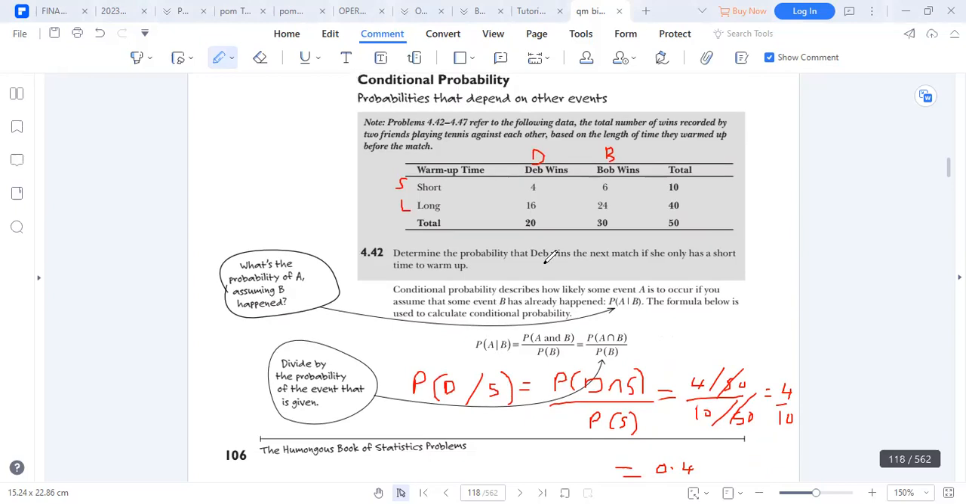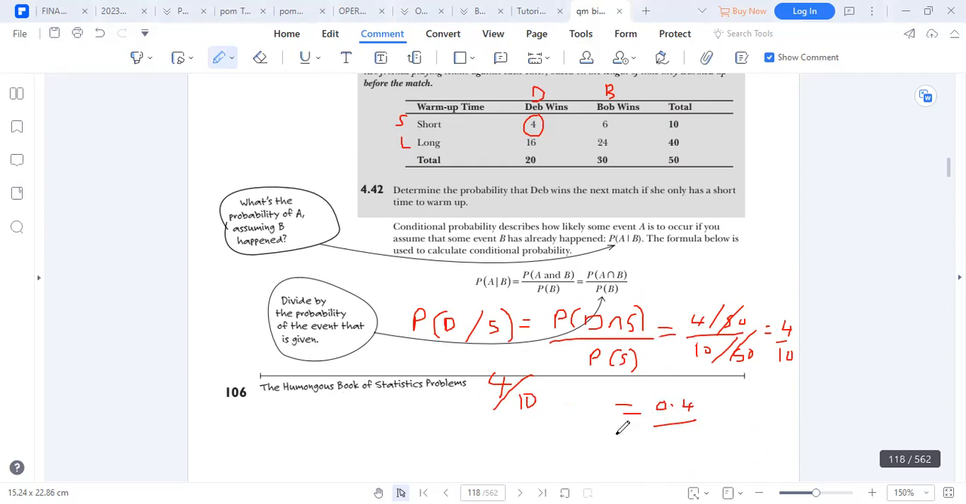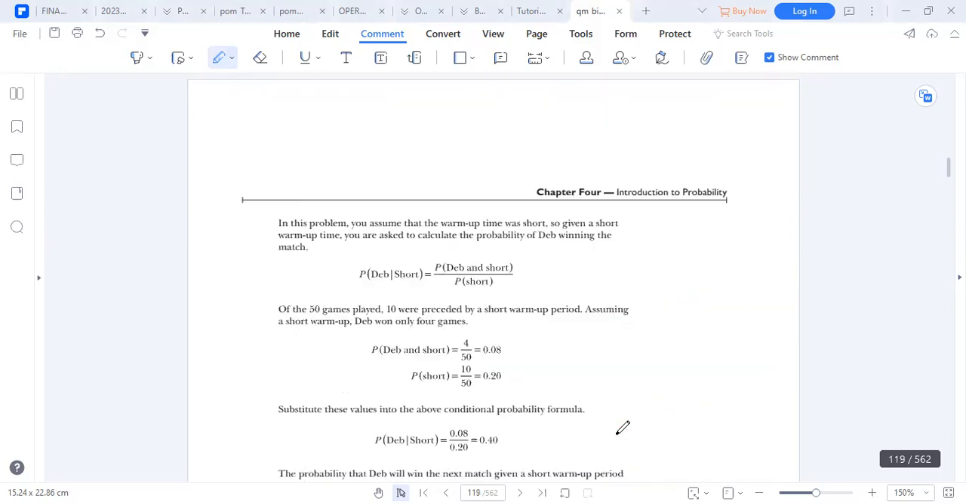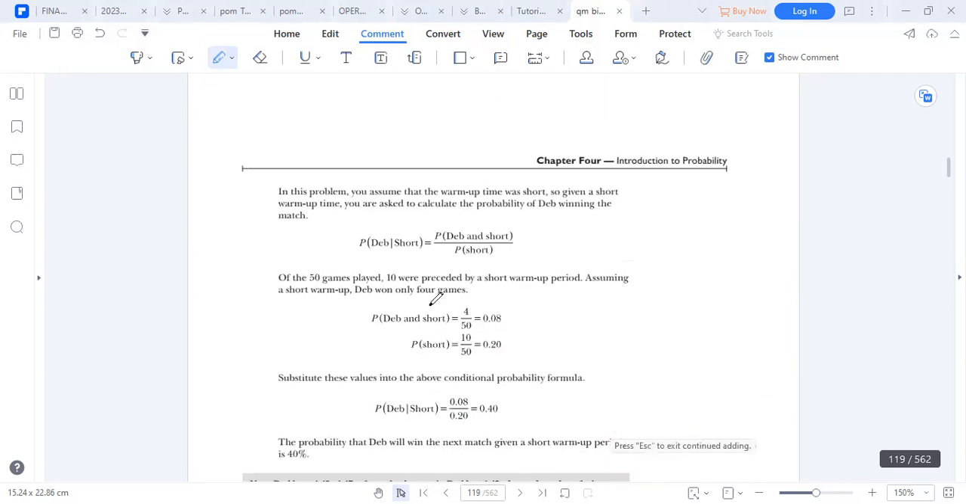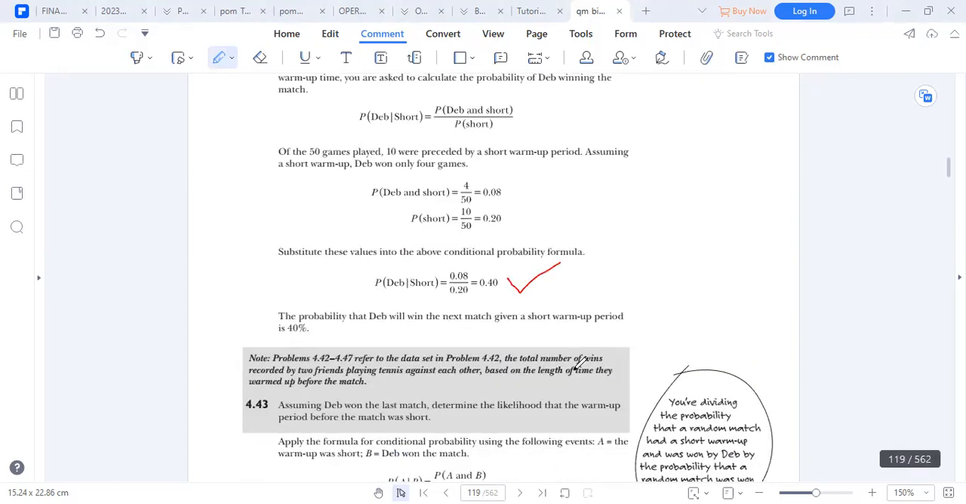I could as well tell you to say Deborah given short. You go where Deborah and short meet. That is 4, but the total for short is 10. That is a direct way of calculating it, giving you 0.4. So this is our 0.4.